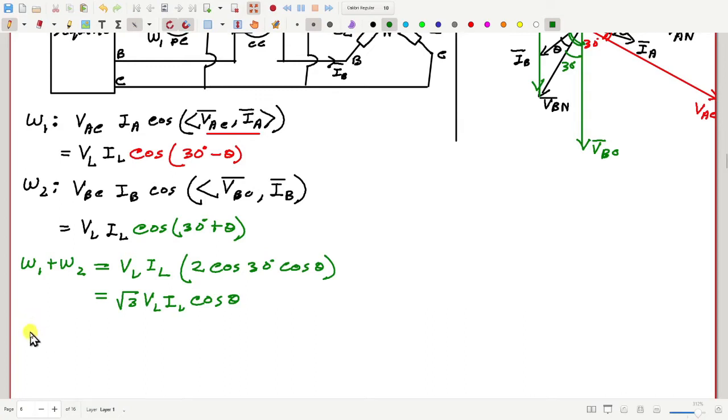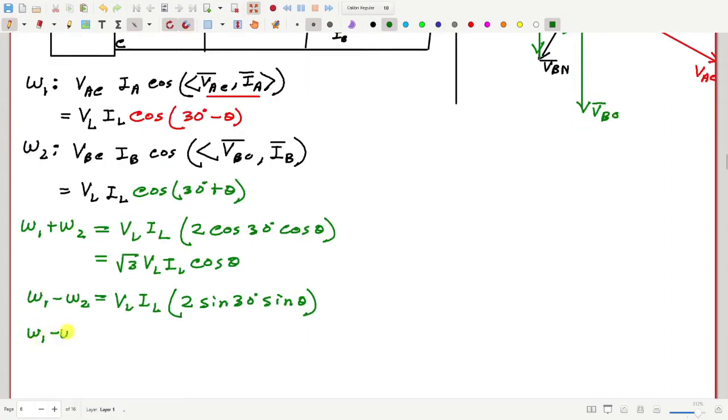Let us try. What happens if we consider W1 minus W2? How much is that? We will have VL, IL common, and then cosine A minus B minus cosine A plus B. That is 2 sine A sine B. So sine 30 sine theta. Now if I divide W1 minus W2 by W1 plus W2, how much is that? So we have tan 30 tan theta. That is tan theta by root 3.